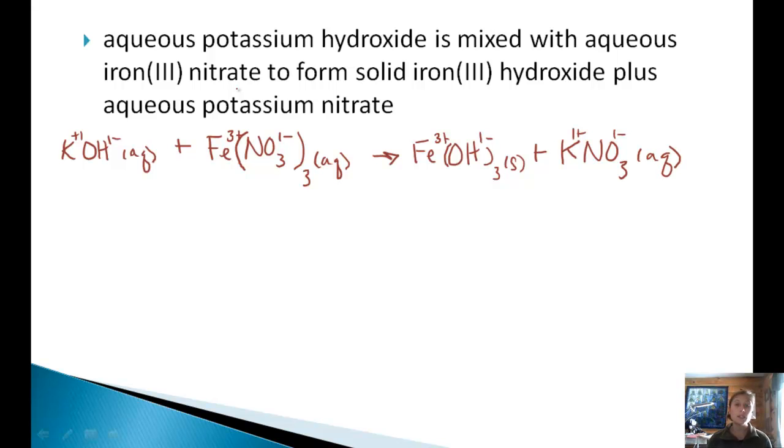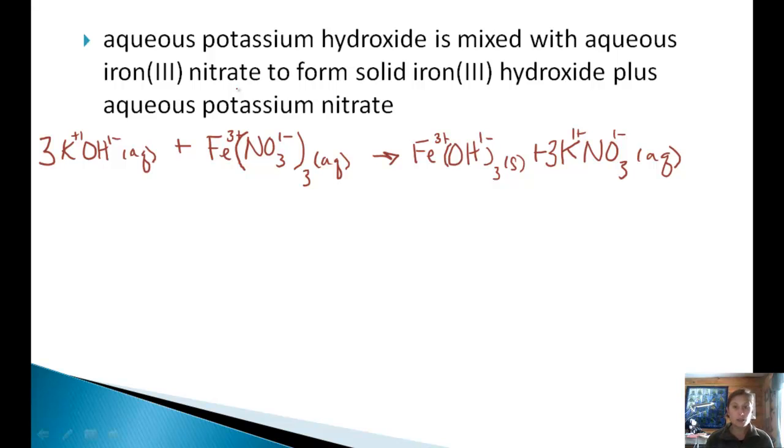So now the last thing we need to do is make sure it's balanced before we move on to the complete ionic. Let's see, I have 3 hydroxides, so I need a 3 out front here. That means I also have 3 potassium, so if I go over to the nitrate, I need the 3. That makes 3 nitrates, but if I look with my iron 3 nitrate, I've got 3. So now I'm all set and it's balanced.